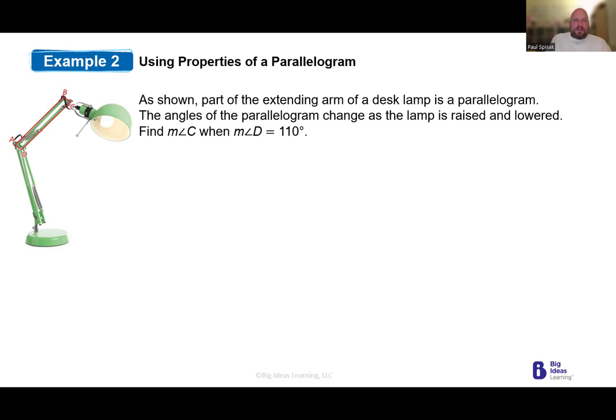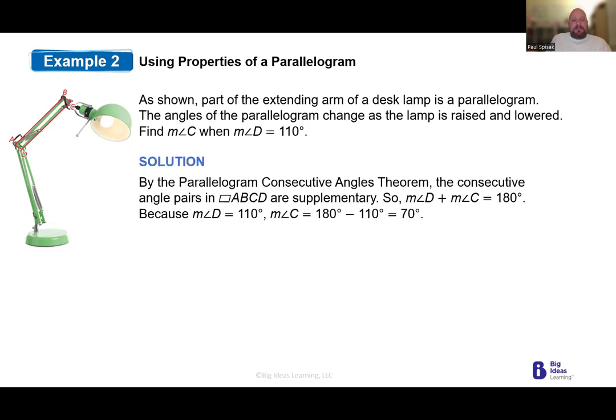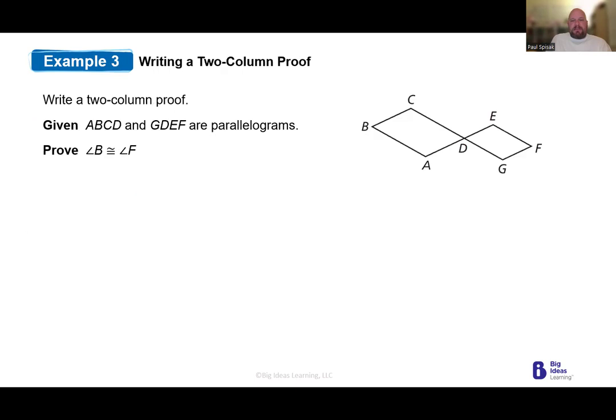So looking at what we have there on that diagram, angle C is a consecutive angle to angle D. So what should those be? They should be supplementary. So on here, since they should be supplementary, we can then take the 110, subtract it from 180, and we're left with 70 for that other angle.